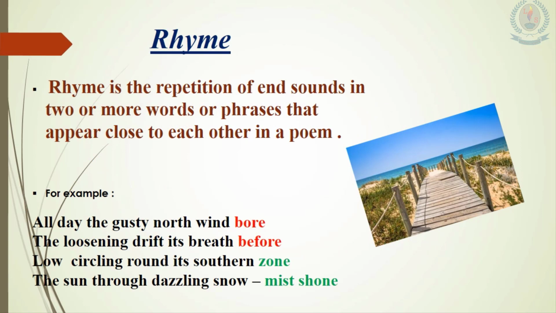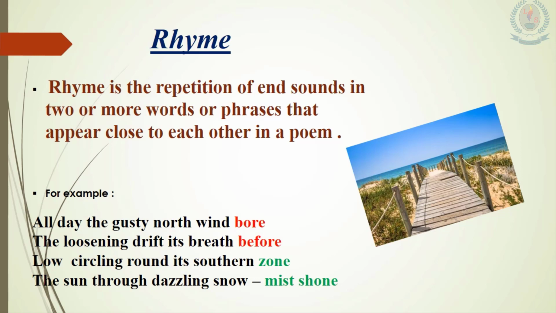Rhyme. Rhyme is the repetition of end sounds in two or more words or phrases that appear close to each other in a poem. For an example, now here you can see a stanza. Let's read it. All day the gusty north wind bore, the loosening drift its breath before, low circling round its southern zone. The sun through dazzling snow mist shone.